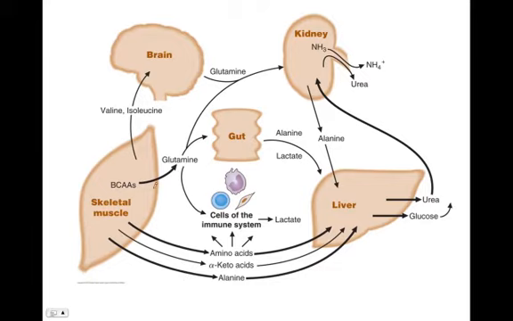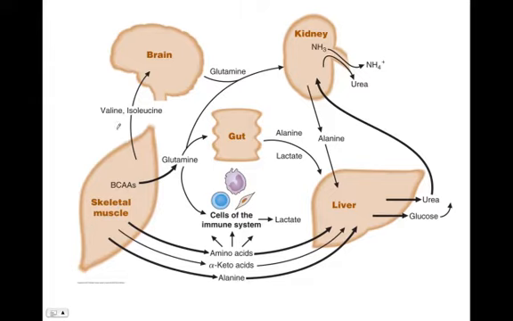What you can see here is the skeletal muscle is really the primary distribution site of amino acids. Skeletal muscle primarily catabolizes branched-chain amino acids, and in doing so, it can release either branched-chain amino acids themselves, glutamine, alpha-keto acids, alanine, or any number of other amino acids.